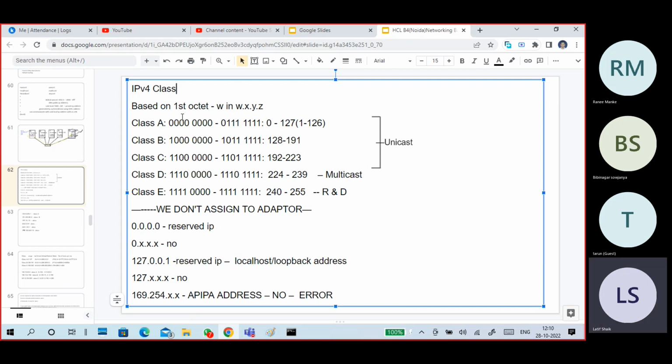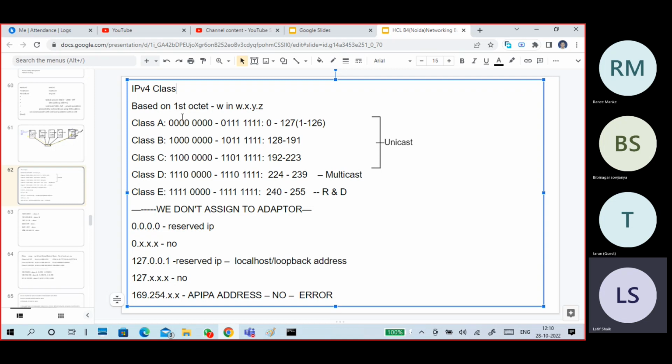Class B. Class A, the range is 0 to 127. In certain textbooks, certain material, some Google searches, it may show you 1 to 126 also. There is a reason. The original range is 0 to 127 only. The total range is 0 to 127 only. Why it is showing 1 to 126, I will tell.